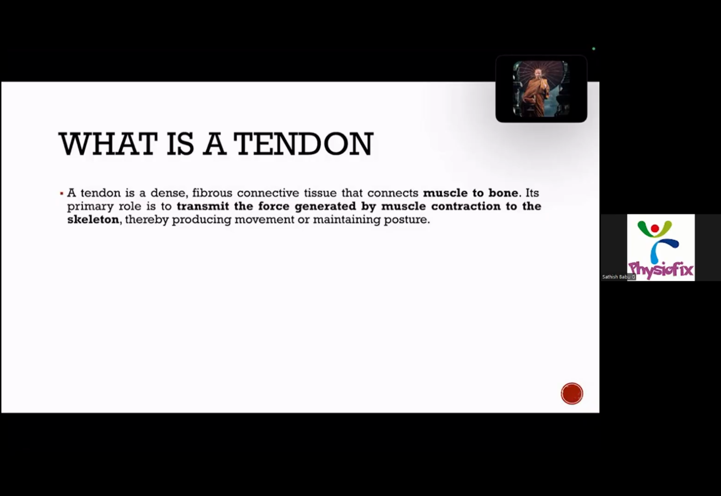Most of our injuries or strains happen when we try to transmit more force through an unhealthy tendon. When you put more force through a healthy tendon, it will be able to manage it. But when we do the same thing in an unhealthy tendon, it becomes very difficult.